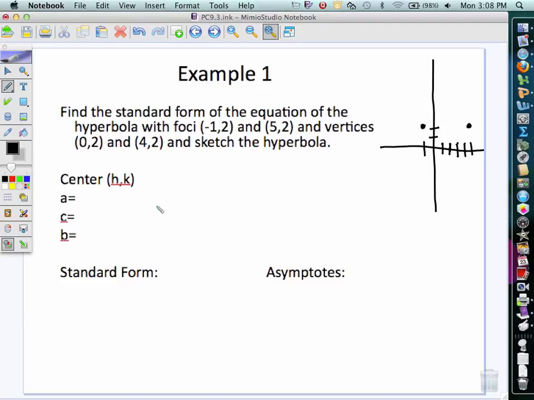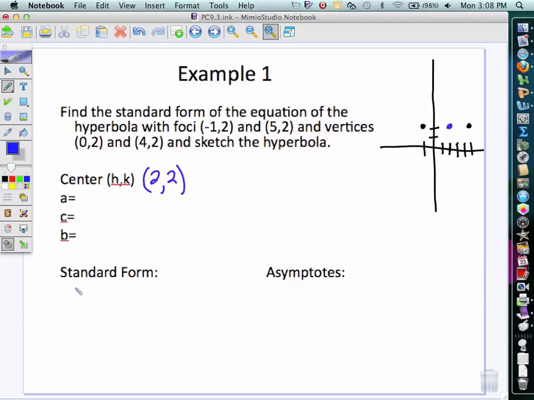With this being said, I know that my center has to be what? That's what you should ask yourself. Where's the center? Well, the center is halfway in between these two. So the center is at 2, 2.